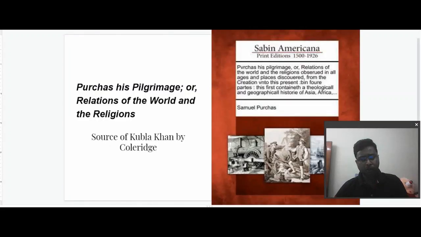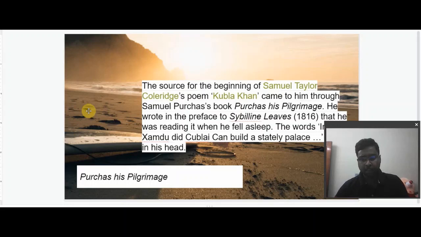Now, we know from our first discussion, from the first part, that this text has to some extent an origin in history, in historical reference to the famous historical character called Kubla Khan. He was in fact reading, as he claimed in his introduction to Sibylline Leaves, published in 1816, that he was reading it when he fell asleep. The words kept ringing in his mind. What are the words? As he claimed, when he fell asleep, he was repeating the phrases, Xanadu, in Xanadu did Kubla Khan build a stately palace in his head.